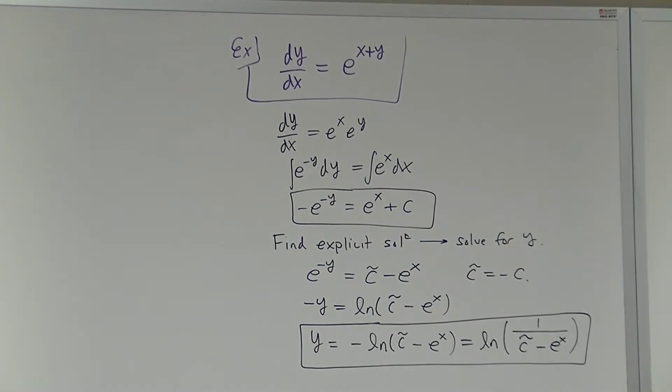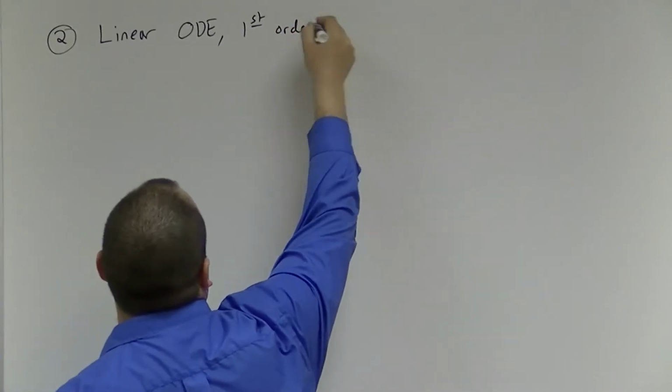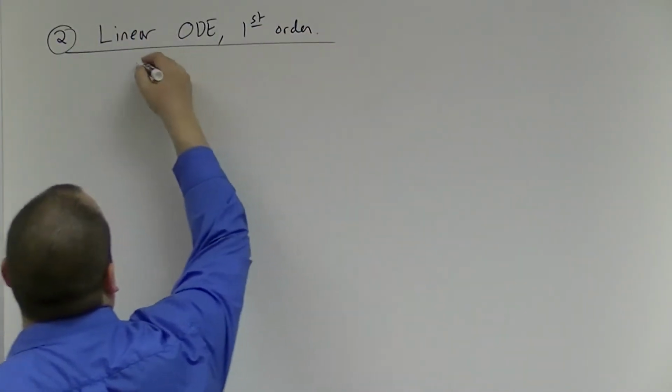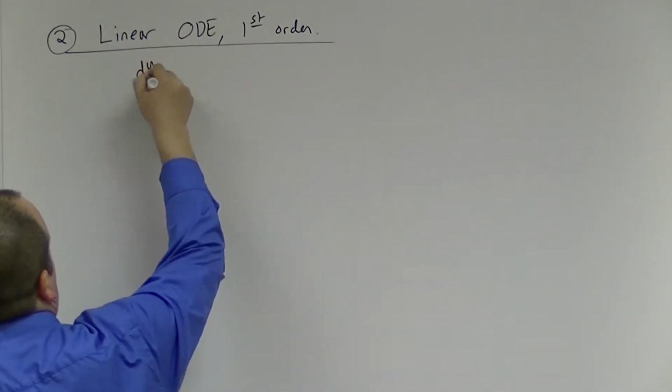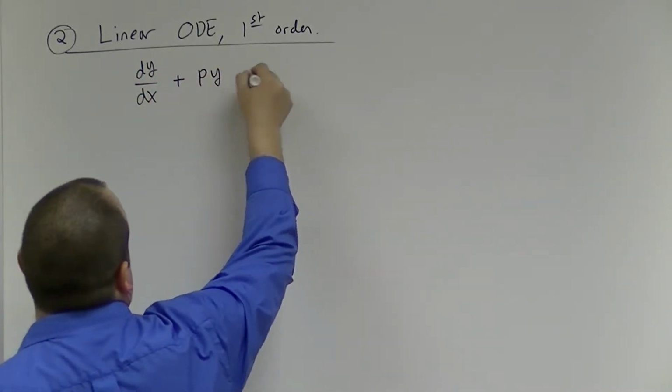Okay, so now let us solve. Next up, case 2, linear ODE, first order. So the problem we face is this: dy/dx plus p y is equal to q.